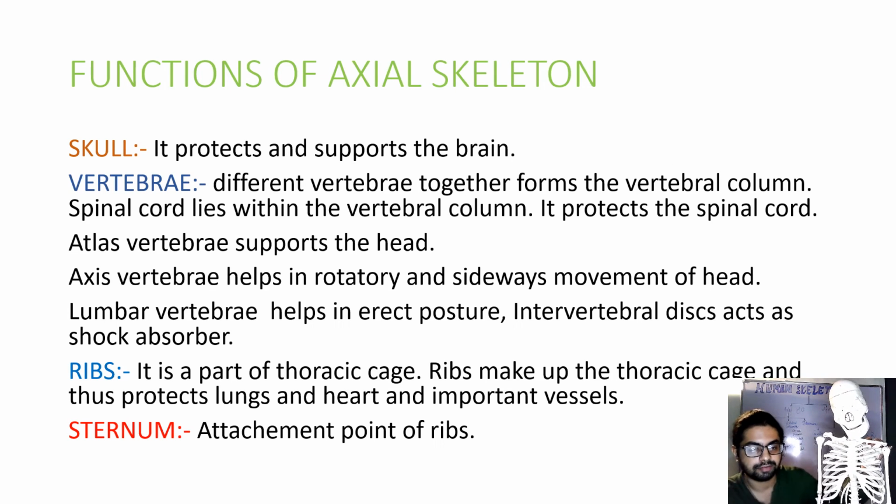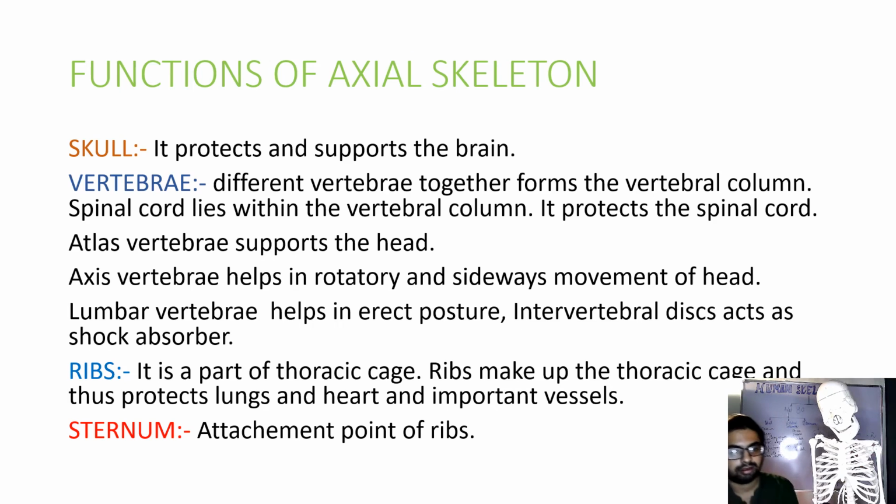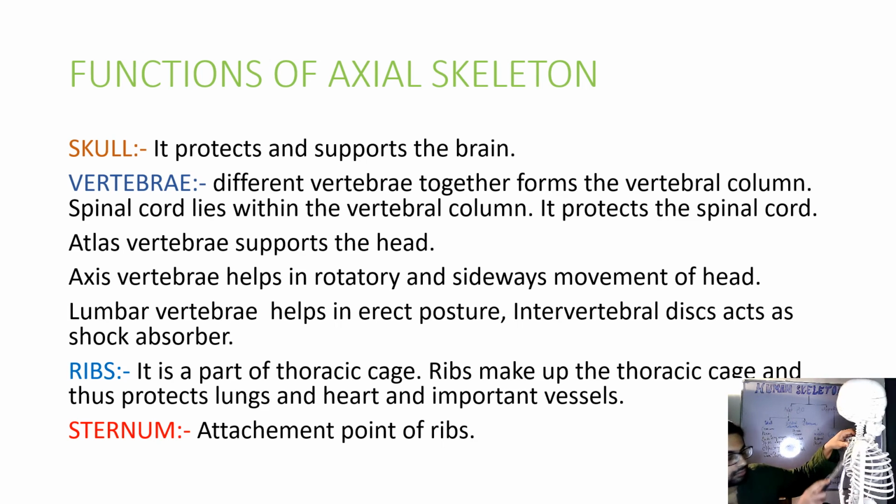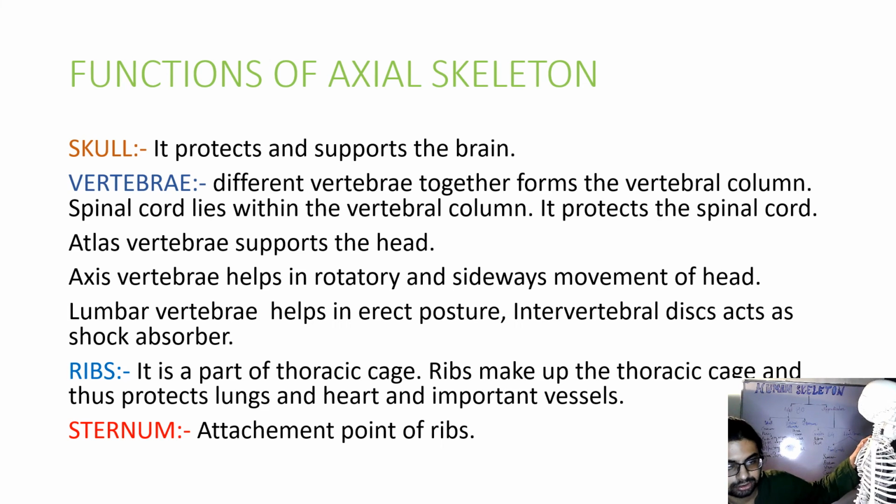Now functions of the axial skeleton. So let's elaborate the functions with individual parts. That is the skull. It protects and supports the brain. Skull, what does it do? It protects the brain. Vertebra. Different vertebra together form the vertebral column, as I have mentioned, that is cervical, thoracic, lumbar, sacrum and coccyx. And the spinal cord is present inside this column. So vertebra actually protects the spinal cord from any injury.